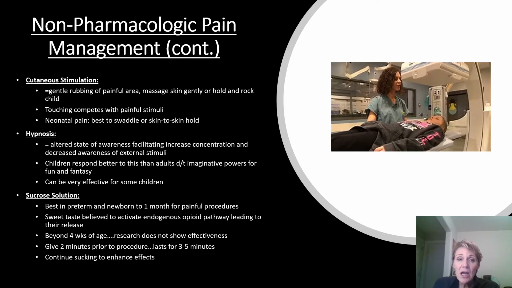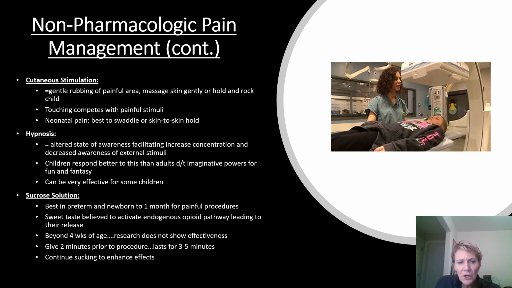Cutaneous stimulation, or the use of gentle rubbing or touch, generally works on the premise that we are blocking nerve impulses. This can be really effective. The touching will compete with that painful stimuli. In children, holding and rocking can be as simple as that. In neonates, that's one of the reasons we do skin-to-skin contact, and holding and swaddling. Those types of things provide a nice touch and pressure that can alleviate pain.